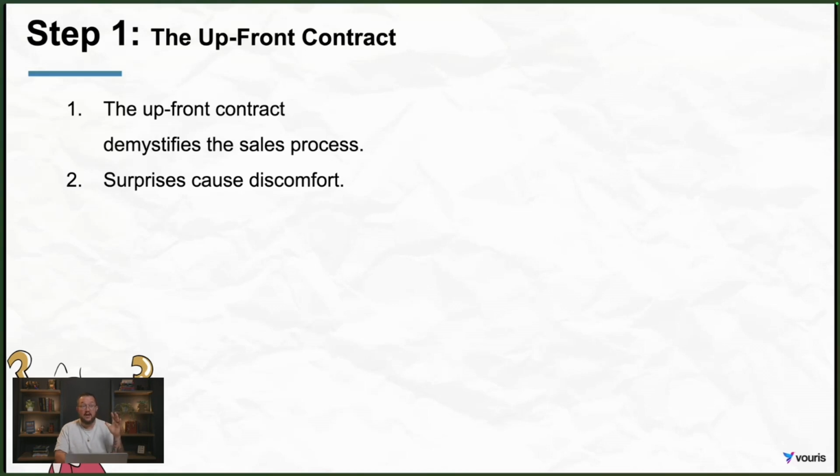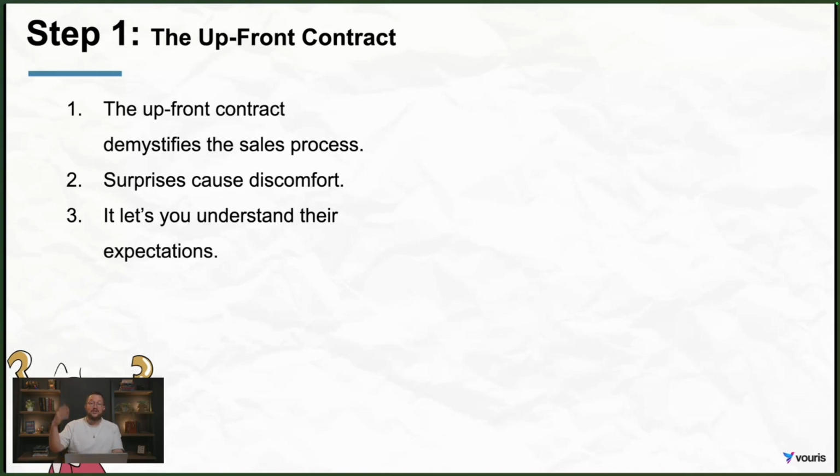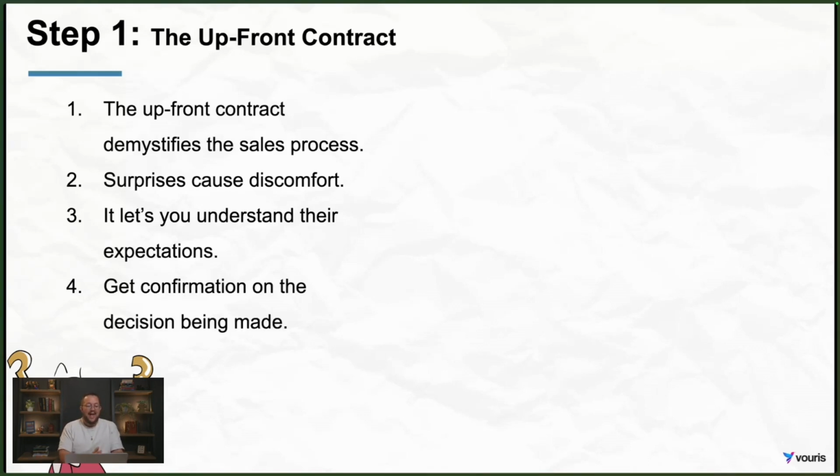Oh, that's a new piece of information. Now I need to think through this. I need to decide. No. I want to make sure there's no surprises unless it's very positive. And then it lets you understand their expectations. I want to know the person who's taking the time to listen to me talk about what we do and how we can help them. I want to know what their expectations from this call are. If you've ever had the experience where somebody shows up to a meeting, they're like, hey, I thought we were going to do a demo, and you're really just doing a discovery call, you know what I'm talking about. Knowing those expectations early is really important. And then finally, I want to get confirmation on the decision that's being made at the end of this call, which I already mentioned briefly.